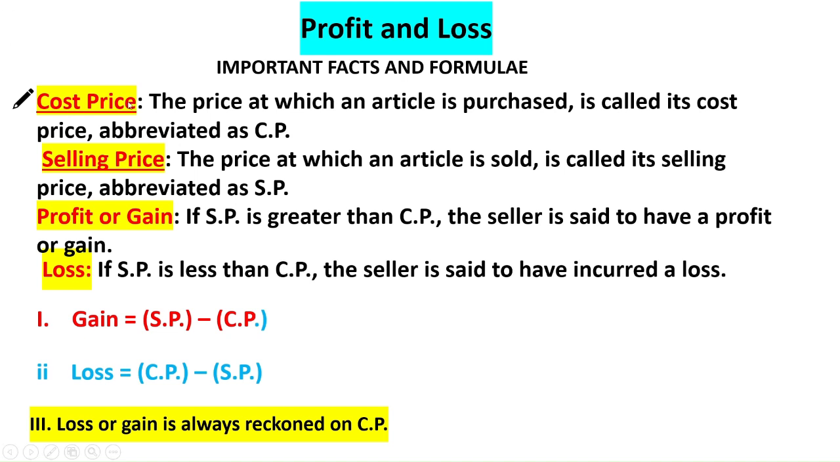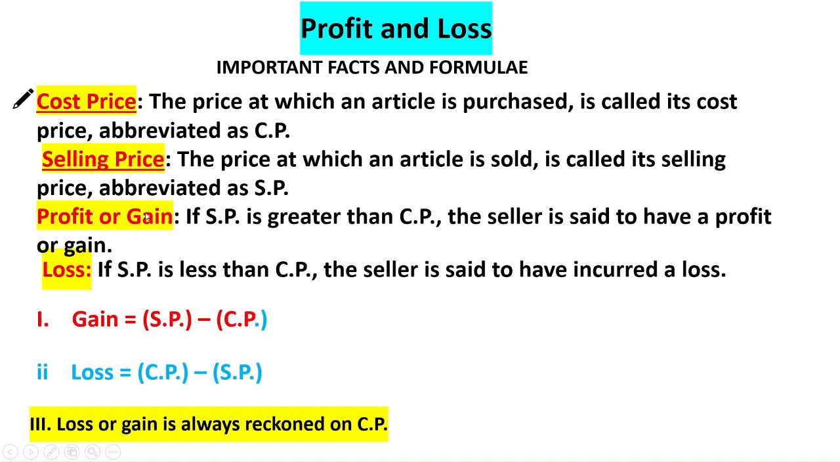Cost price. The price at which an article is purchased is called its cost price, abbreviated as CP. Selling price. The price at which an article is sold is called its selling price, abbreviated as SP.